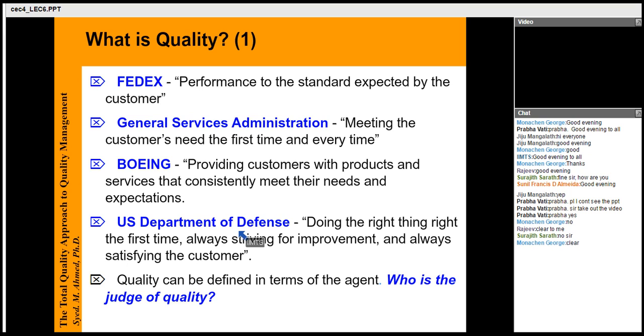Yes. So quality is, you have set certain standards, or there is a certain standard which is being required by the customer end, and whether you are satisfying that, whether you are meeting that standard or not. That is the quality.